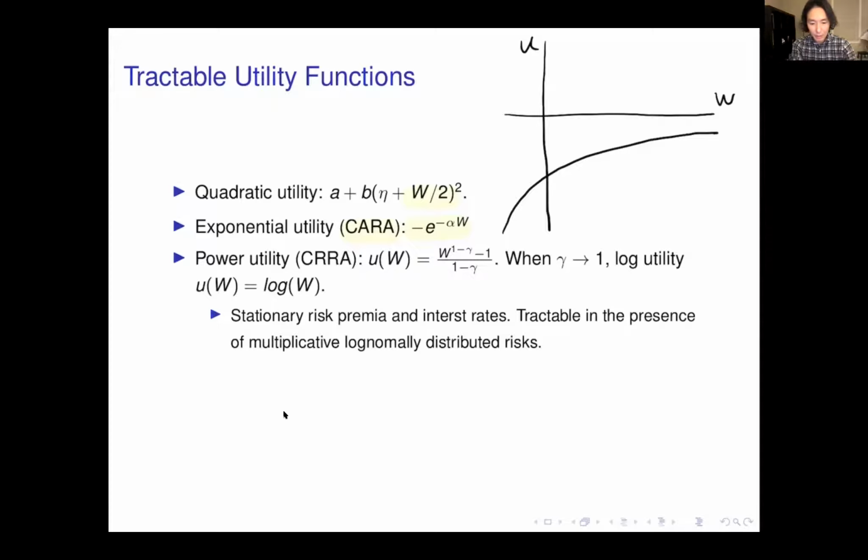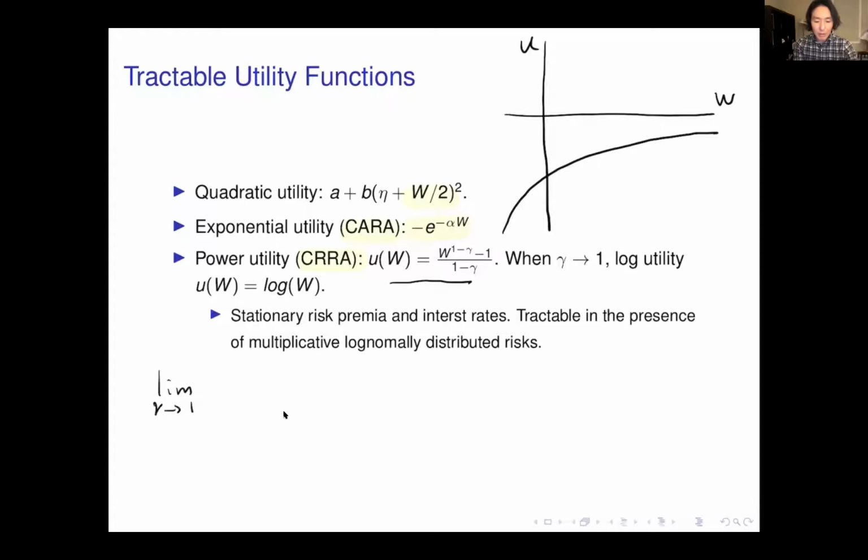Okay. Another class of utility function that is very popular and easy to deal with is the constant relative risk aversion case. Here, the utility function is given in this fashion, as you see here. Okay. And when gamma goes to 1, this utility function becomes the log utility function. In other words, you can actually calculate it.